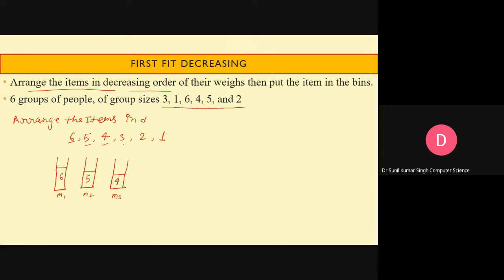Now look at 3. Can we put 3 here? No, because only one space is available. Can we put 3 here? No, because only 2 spaces are available. But we can put 3 here, because 3 spaces are available. So 3 will come here. Now what about 2? 2 cannot be accommodated here, but it can be accommodated here. So we put 2 here. Now 1 we can accommodate here.